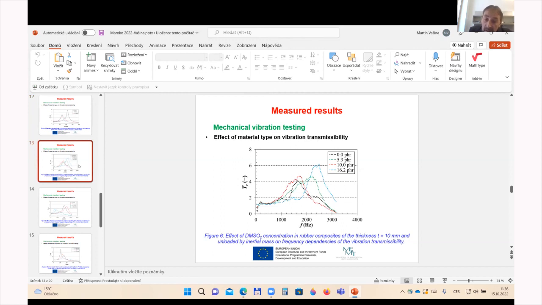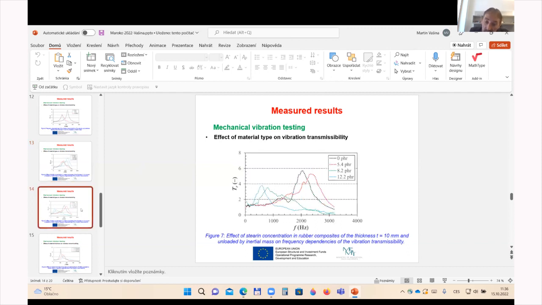Here we can see the effect of dimethyl sulfone concentration in rubber composites on damping properties. In general, if we have very high concentrations, the first resonance frequency is higher. For this reason, the concentration has a negative effect on vibration damping properties.